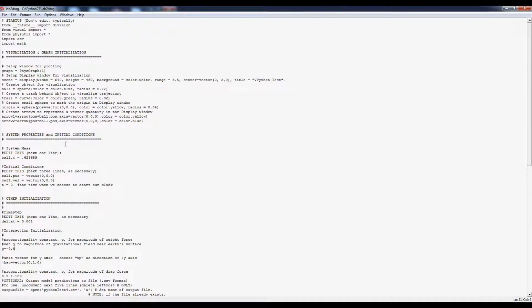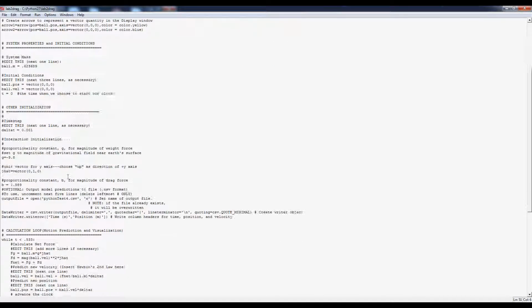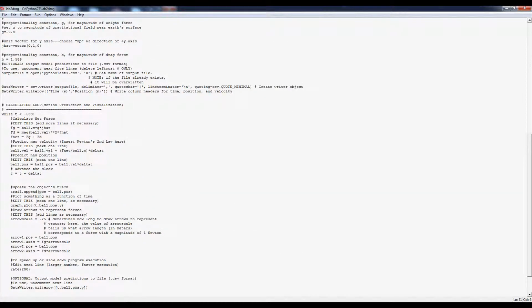This is the code I used to create the model with drag. It is essentially the same model, all except for one essentially different thing. Here in the net force, the net force is not only equal to the gravitational force, but it's also equal to the gravitational force plus the drag force. And in this case, the drag force is equal to the magnitude of the ball's velocity squared.